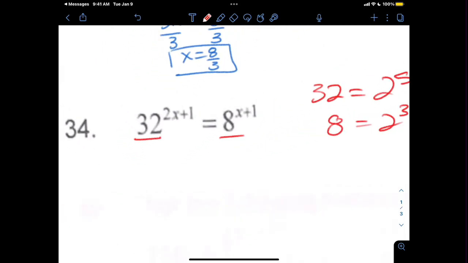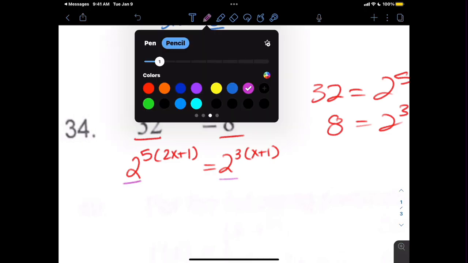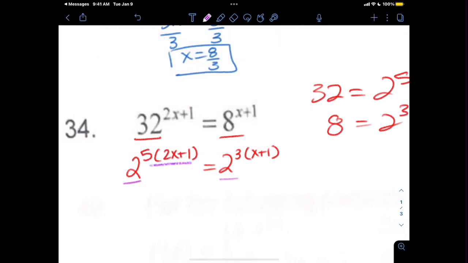So, I'm going to write that out. 2 to the power of 5 multiplied by 2x plus 1 is equal to 2 to the power of 3 multiplied times x plus 1. Again, we have the same exact base, meaning that our exponents up here have also got to be exactly the same. So 5 times 2x plus 1 equals 3 times x plus 1.